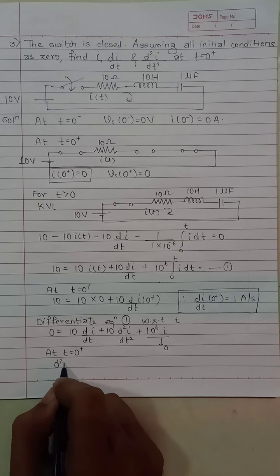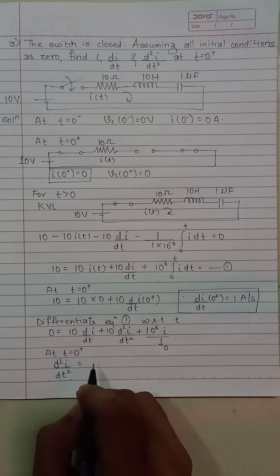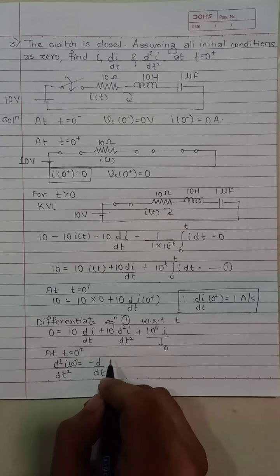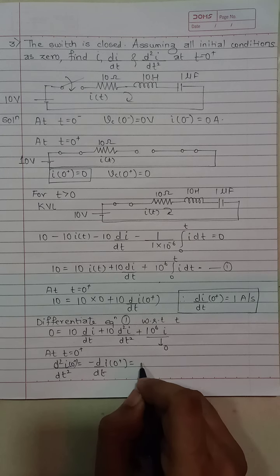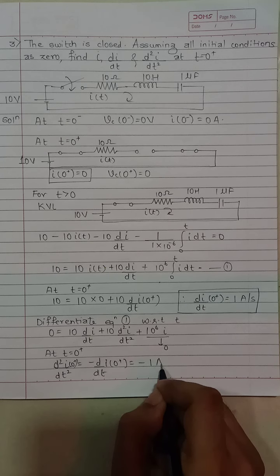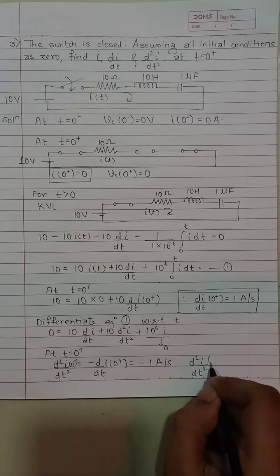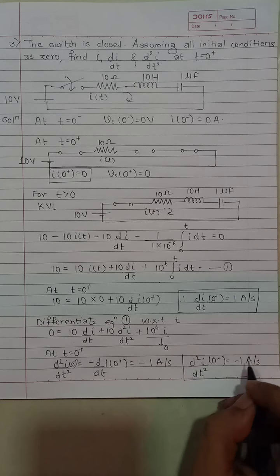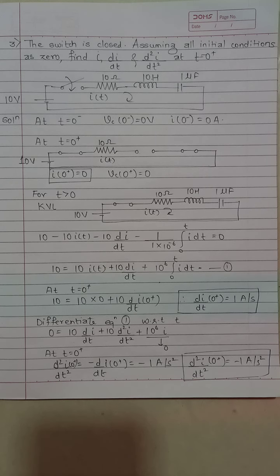We can say d square I by dt square is equal to minus di by dt at 0 plus, so this is nothing but minus 1 ampere per second. So d square I by dt square at 0 plus is minus 1 ampere per second square. This is how we have found all the values which were asked in the question.